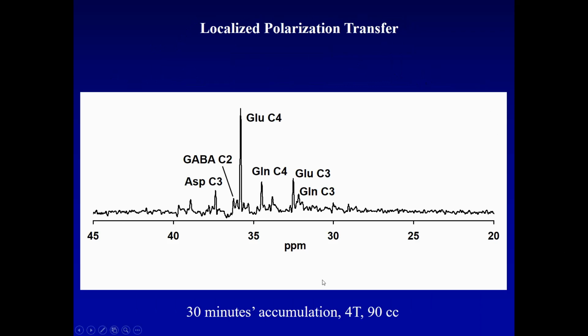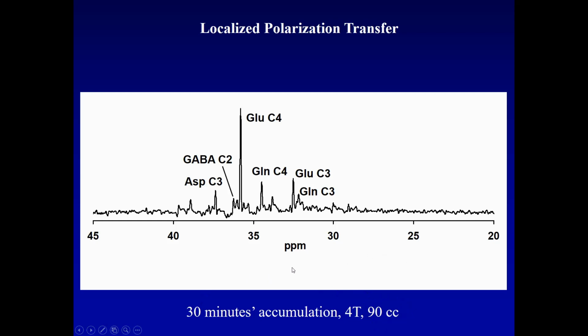Now, this is 4 Tesla compared to 2.1 Tesla that I showed you before. So it's about double the net magnetization. We get a boost in sensitivity there. Note that the baseline is cleaner, so the localization is better. We don't have this broad hump underneath. This is only 30 minutes of accumulation compared to an hour of accumulation that I showed you before, and it's only 90 cc's compared to 140 cc's.